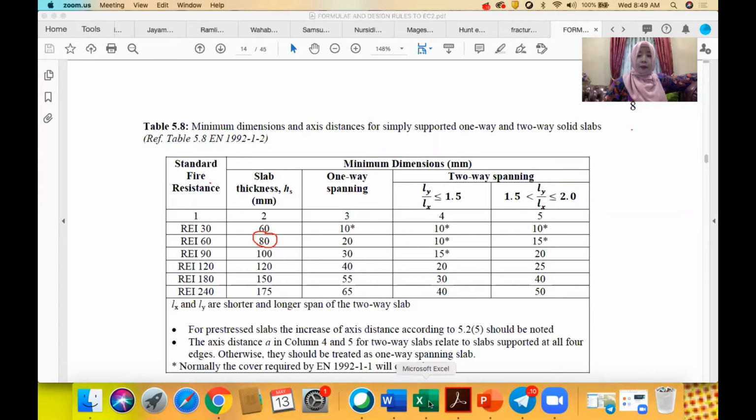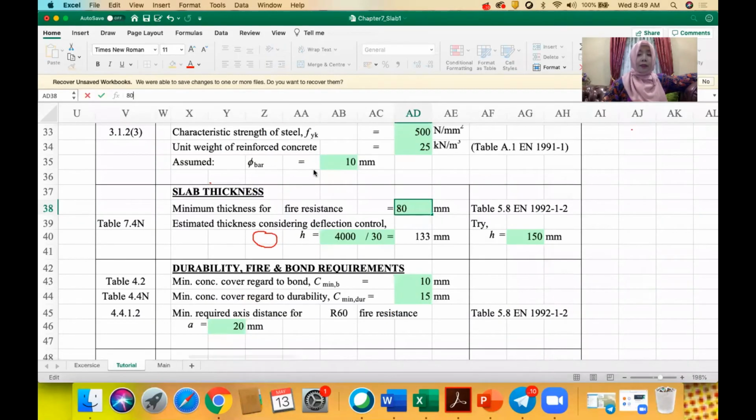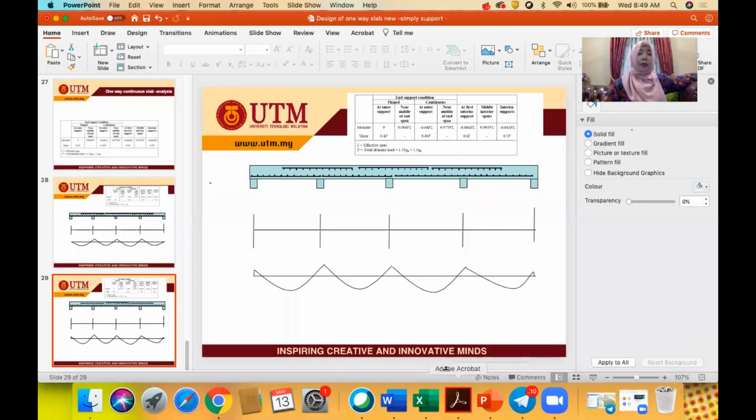So look at our example. It is 80. Then we have another guidance, that is deflection control. L over d is equal to 30. How to get 30? Why is it 30? Look at the notes.